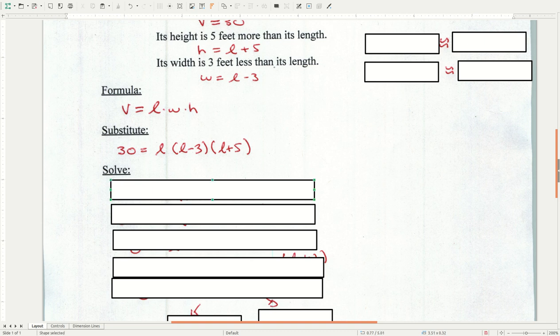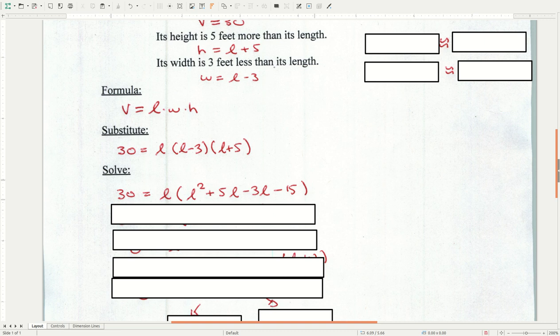Now, multiplication is associative and commutative, so I chose to multiply the two binomials together first, L minus 3 times L plus 5. So I foiled those, first, outer, inner, last. So L times L, of course, L squared. L times positive 5 is 5L. L times negative 3 is negative 3L. And of course, a positive times a negative, that 3 times 5 gives us negative 15. Notice the middle two terms, the 5L and the negative 3L, are counting the same quantity, so we can combine them. Looks like the positive will win by 2.